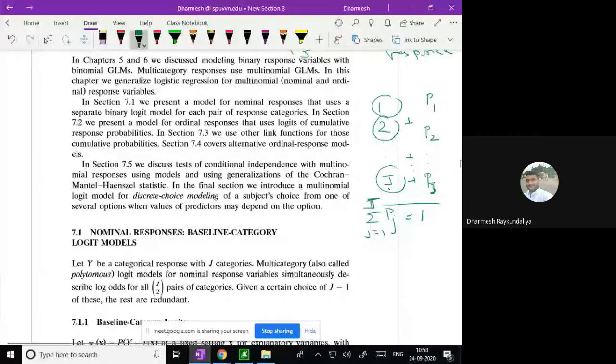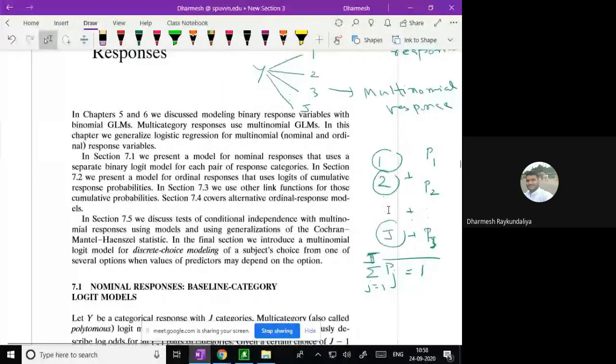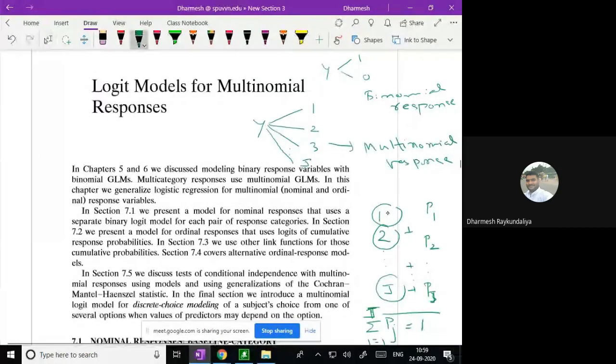So in binary, if you write J equal to 2, what happens? It is converted into the binary response. It takes either value 1 or 2, or it takes either 1 or 0. It is a binary response. Then the multinomial response is converted into the binomial response. If there are two categories, the multinomial response is nothing but the binomial. If there are more than two categories, the binomial response is extended to the multinomial response.